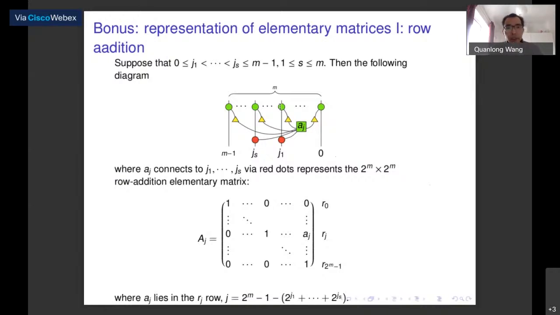The first thing is that we can represent any elementary matrices. First, we can represent the row addition elementary transformation. That means a row addition matrix, let's say A_j, where you multiply the first row by a_j and add it to the j-th row, and then you get this matrix. This transformation can be represented in the ZX calculus in this way: you have the triangles, connected with red nodes and green nodes, and also some red nodes.